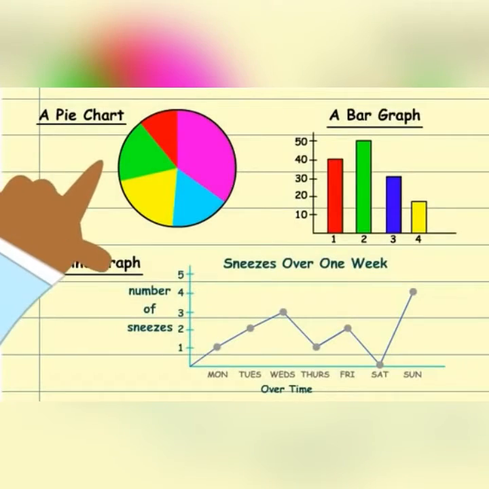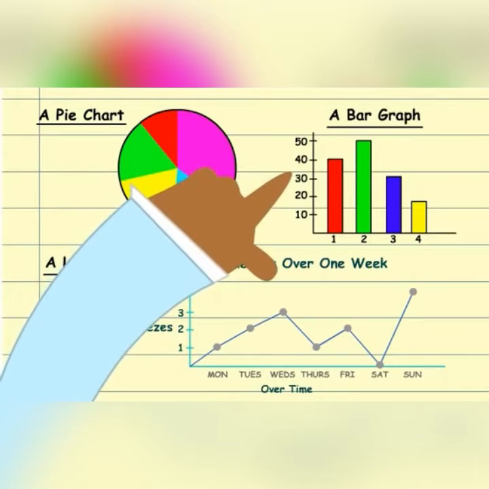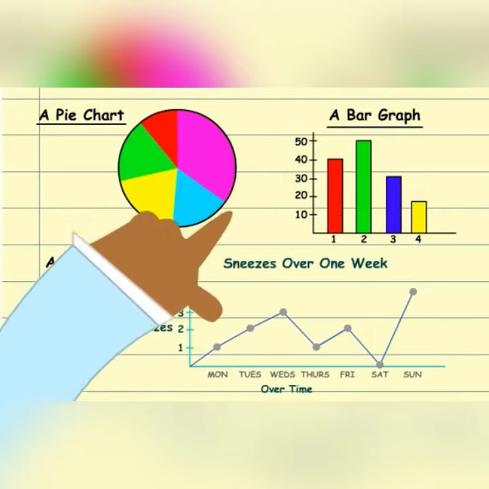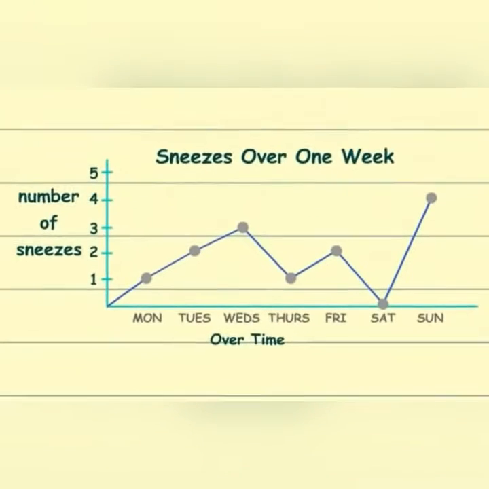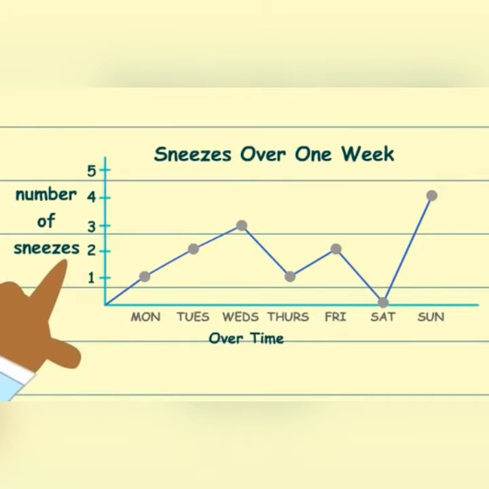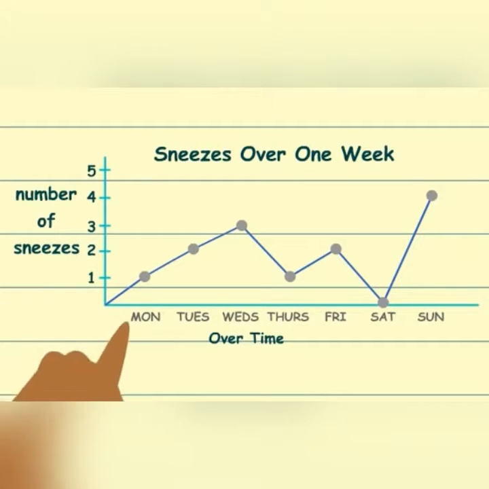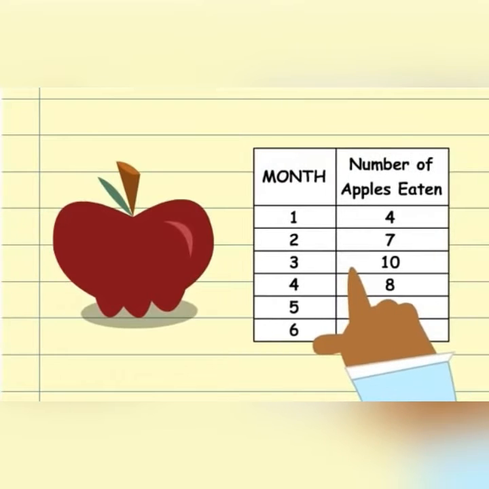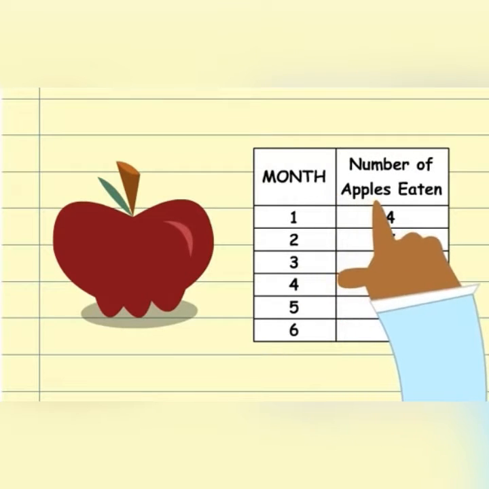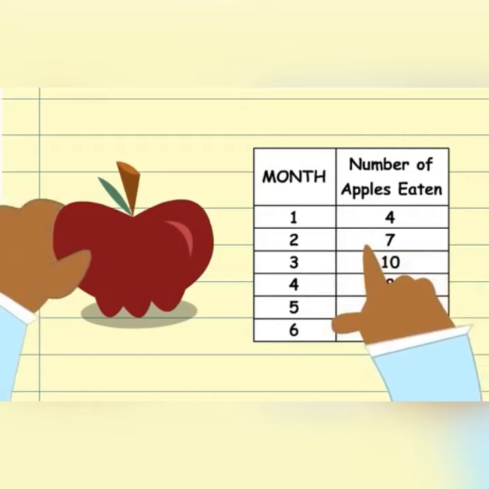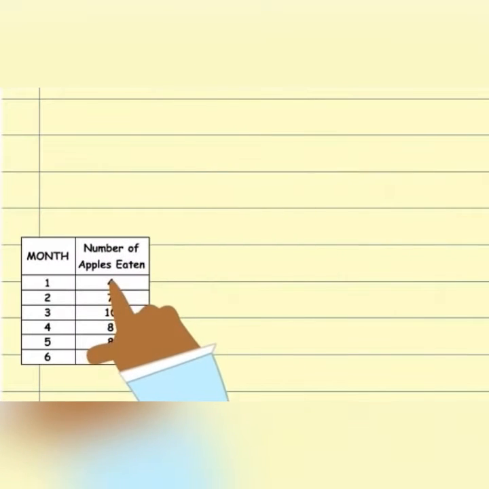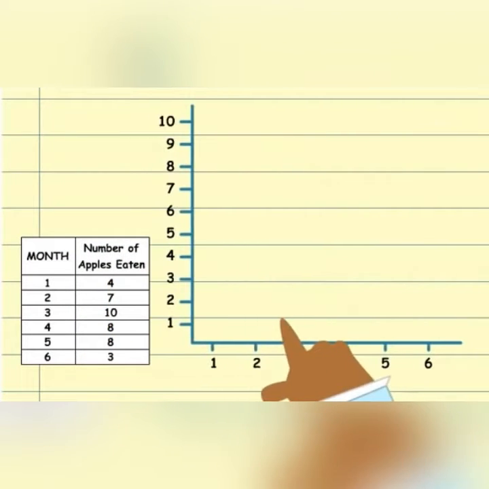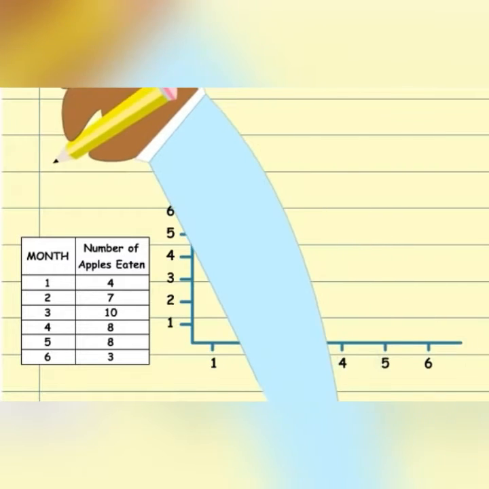There are many different types of graphs. All of them are used for different reasons, but all of them make information easier to read. A line graph is used to show how the quantity or amount of something changes over time. For example, I recorded how many apples I ate each month for 6 months. Here is my data in a tally chart. Remember, data is the information you collect in an investigation. At the end of 6 months, I can add my data to a line graph to show how the number of apples I ate changed over time.